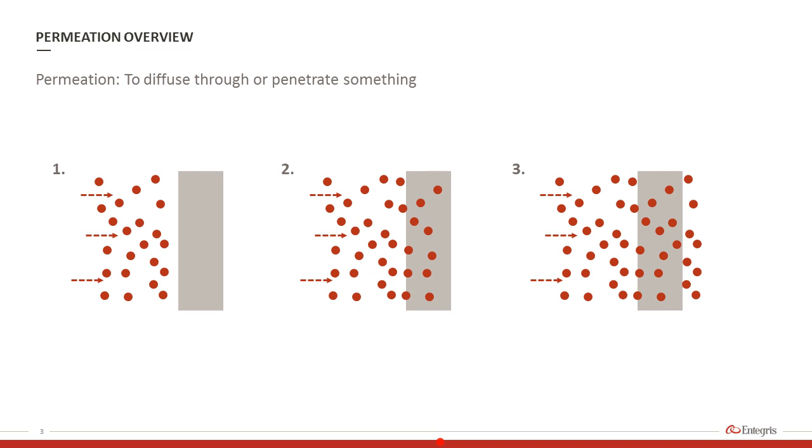Let's start off with the definition of permeation. According to Merriam-Webster, the definition of permeation is to diffuse through or penetrate something. So the image here depicts how molecules, gas or fluid, can move through a solid, such as a film. The red dots depict the molecules, the gray is the film, and essentially you've just got those molecules moving through the material. Permeation rates are a function of the fluid properties. Is it a gas or is it a liquid? The type of material being penetrated, as well as the application temperature.